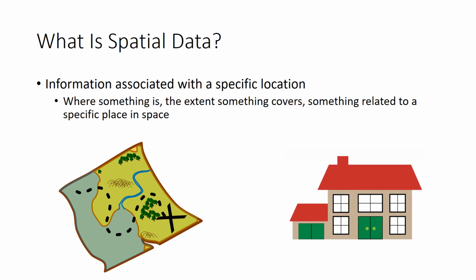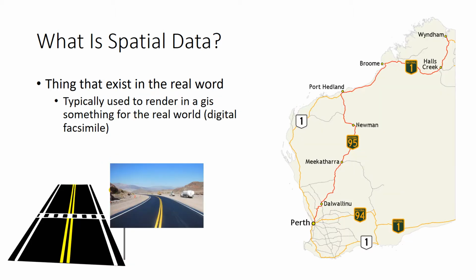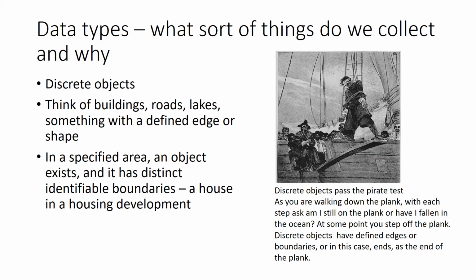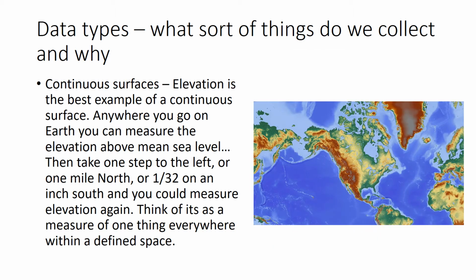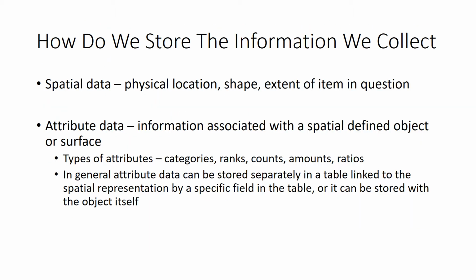What is spatial data? Information associated with a specific location, better know that. Discrete objects is important. You need to know what a discrete object is. You know, something either is or isn't. Continuous surfaces is another type of thing that we collect data on. That's something like elevation that we can just measure and keep measuring at different places. When we store data, spatial data is like a physical location, a shape, or an extent of something. The attributes is information associated with that spatially defined object. You need to know what those two things are.